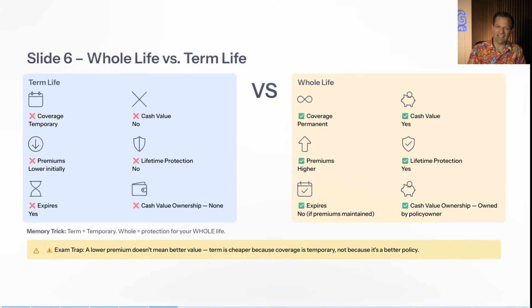So again, side by side, let's take a look at whole life versus term. So term is temporary coverage with no cash value. Premiums are lower initially. Lifetime protection does not exist because it's terminating or temporary coverage. It expires later, and there's no cash value ownership. Whereas whole life is the inversion of all that. There is coverage that is permanent. The premiums are higher because you're buying essentially a guarantee of lifetime coverage, no matter when you die. It does not expire as long as you pay the premiums as it is intended in the policy. There is cash value ownership. There is lifetime protection and, of course, cash value. So again, memory trick: term is temporary. Whole lasts your whole life, okay?